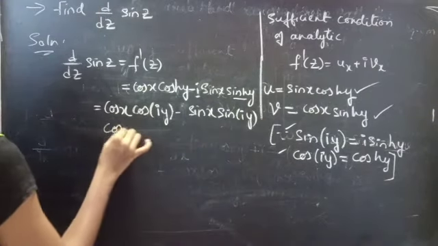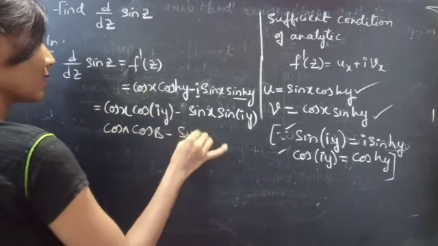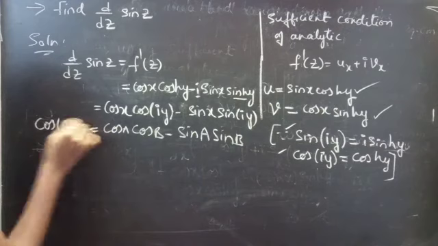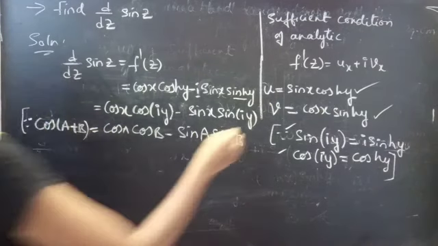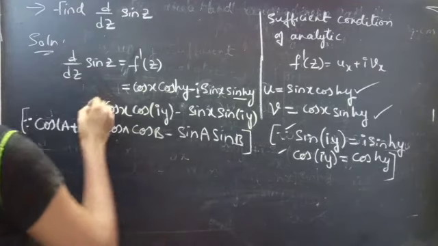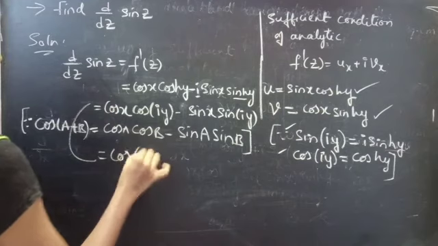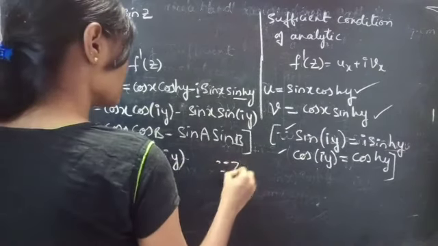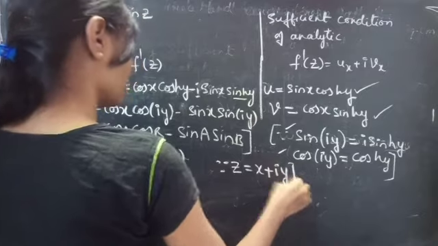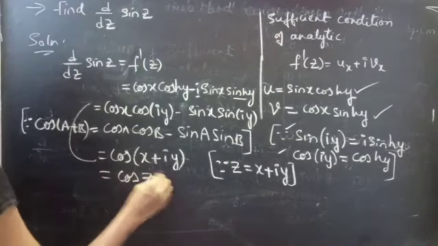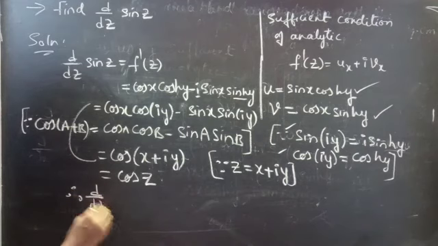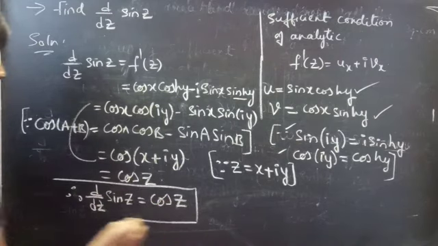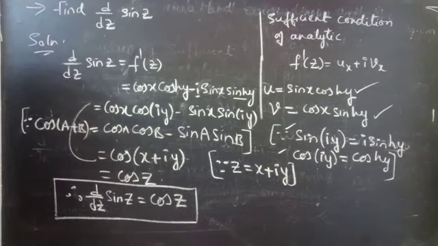So this is of the form cos a cos b minus sin a sin b, which equals cos(a plus b). Since cos(a plus b) equals cos a cos b minus sin a sin b, this becomes cos(x plus iy). We know that x plus iy is z, so you'll get cos z. So therefore, d by dz of sin z equals cos z. This completes the problem.